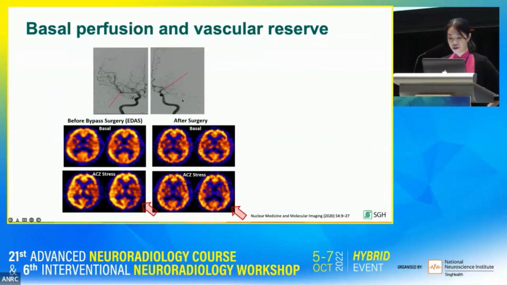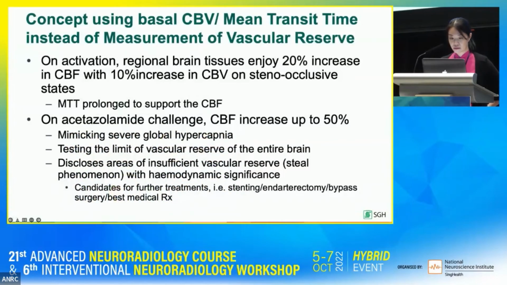And after surgery, they follow up with another set of basal versus Diamox scan, and they show that this area showed improved perfusion on Diamox stress. On activation, regional brain tissues can enjoy a 20% increase in cerebral blood flow. And in cases of a 10% increase in the cerebral blood volume in a steno-occlusive state, the mean transit time is prolonged to support the CBF.